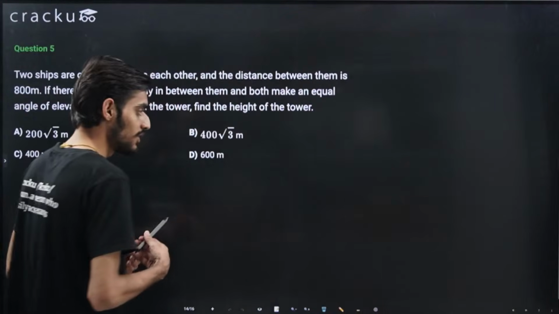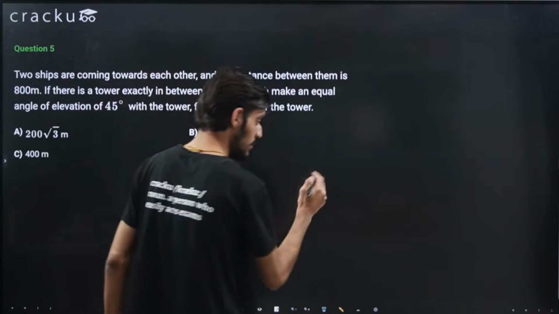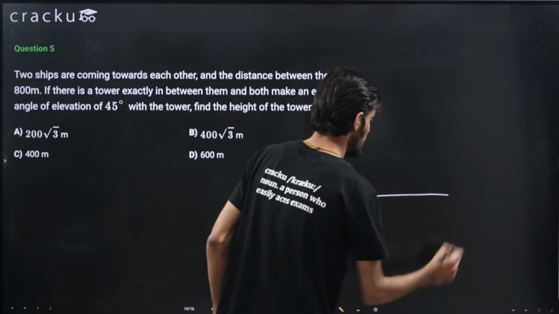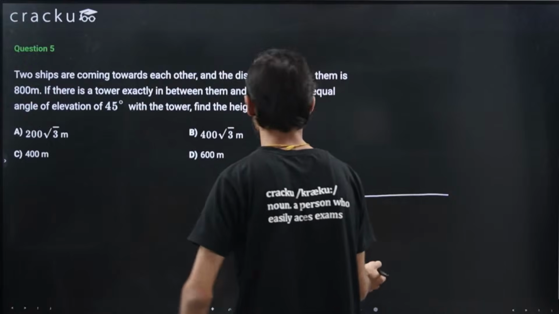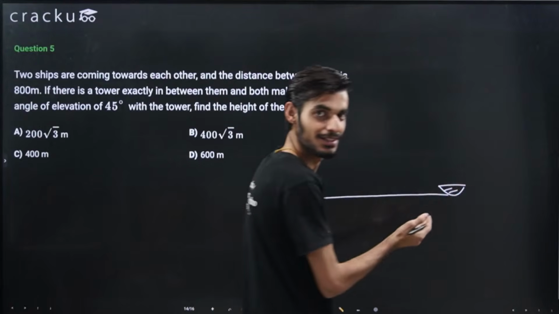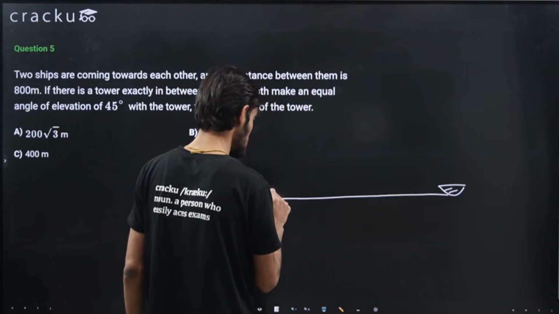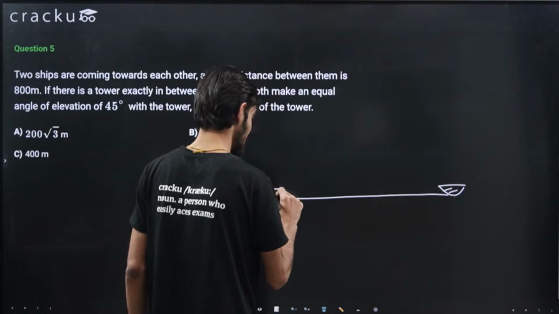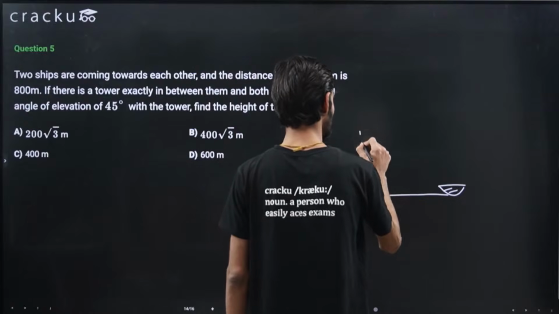Again, let's start with the diagram. So this is the ground level. There are two ships, right? So let's say this is ship 1. I'm just representing it as a ship. Okay. Let's say this is also a ship. And this is the tower exactly in between them.